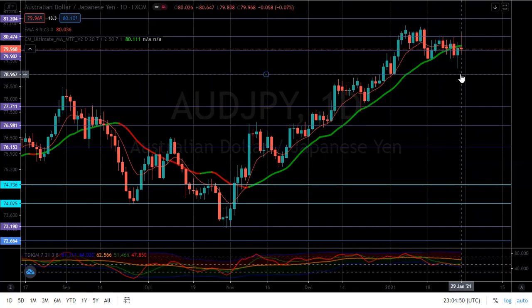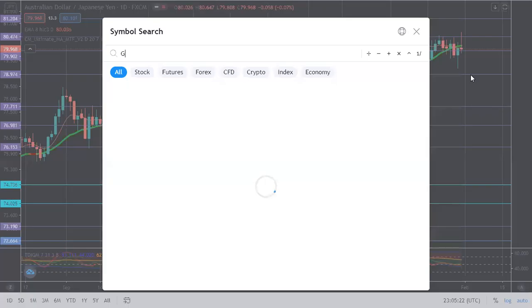If we have a break and close below that, our next key level is here at the 77.70 area. But first of all, we have major levels to look at before we go that low. First of all, I'm looking for seeing price get to the 78.98, let's say 79.00. That would be that for this pair. The next I look at is gold.